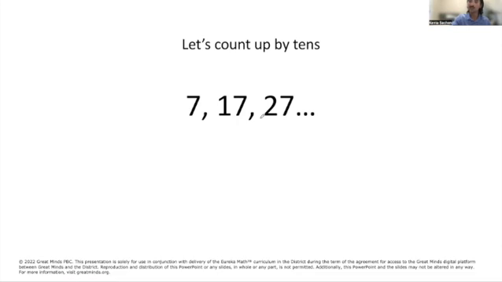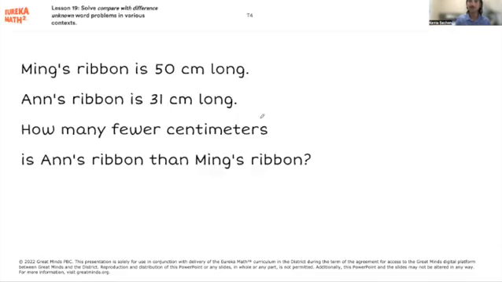Okay, so today we're going to keep thinking about these problems where we're finding the difference, right? And usually with difference, that means we can subtract, but we can also use addition to help us out. Okay, so let's read this problem. It says, Ming's ribbon is 50 centimeters long. Anne's ribbon is 31 centimeters long. How many fewer centimeters in Anne's ribbon than Ming's ribbon?